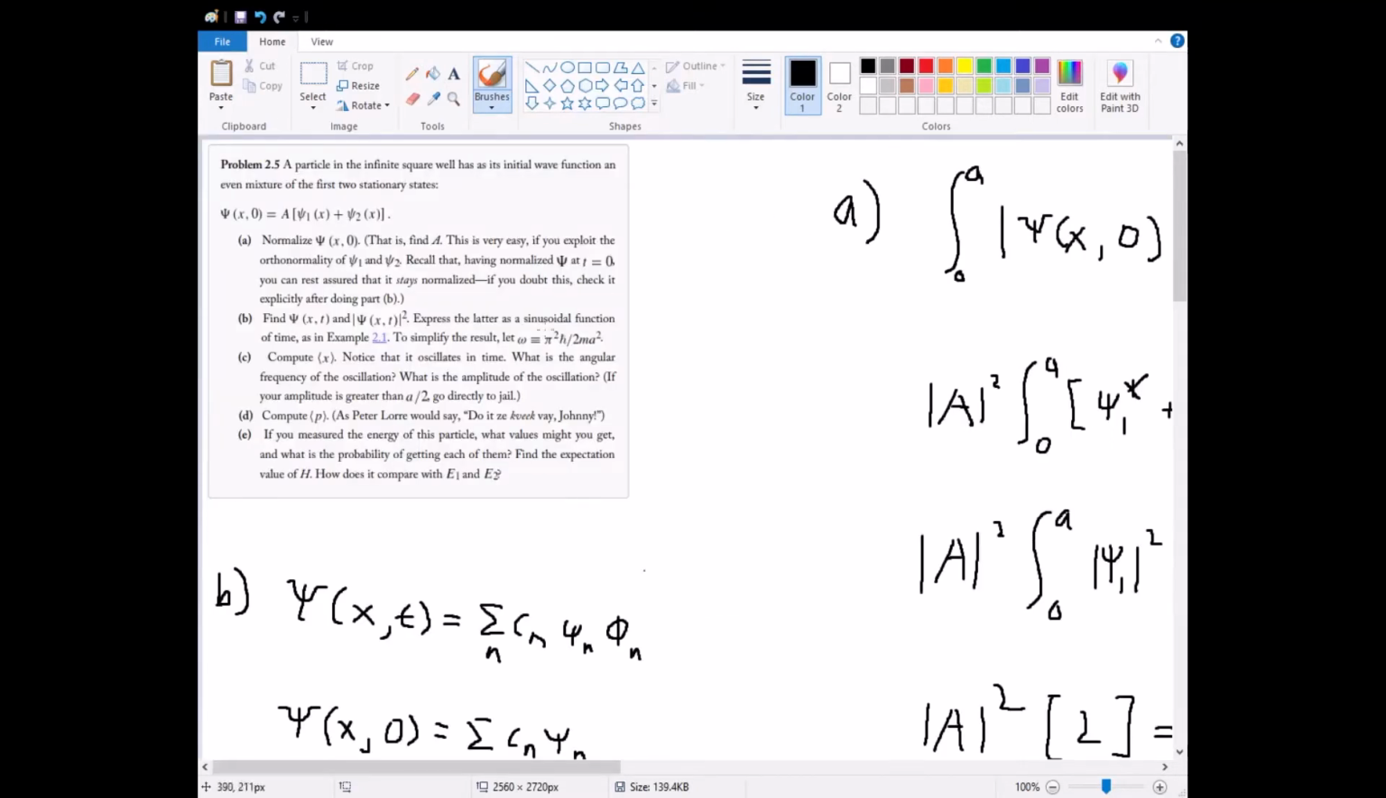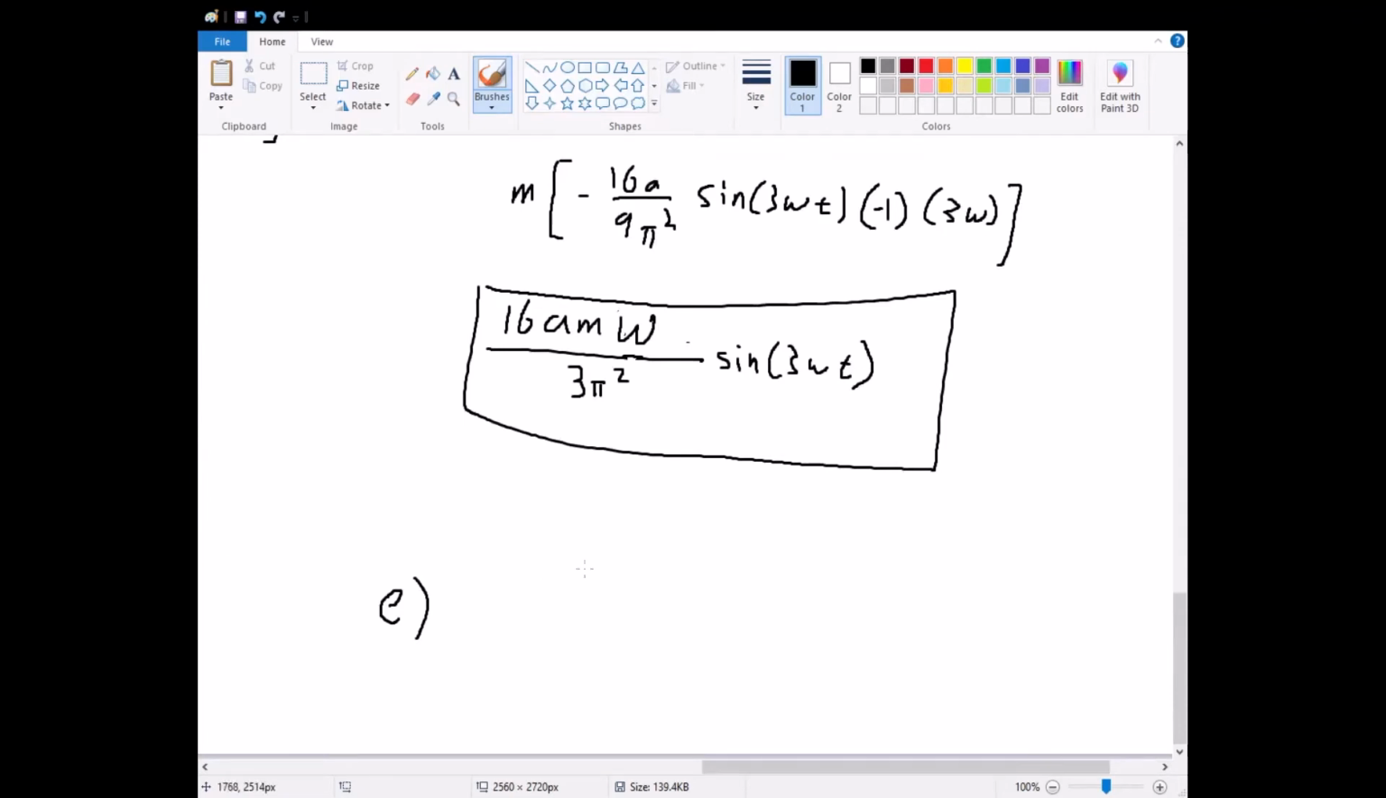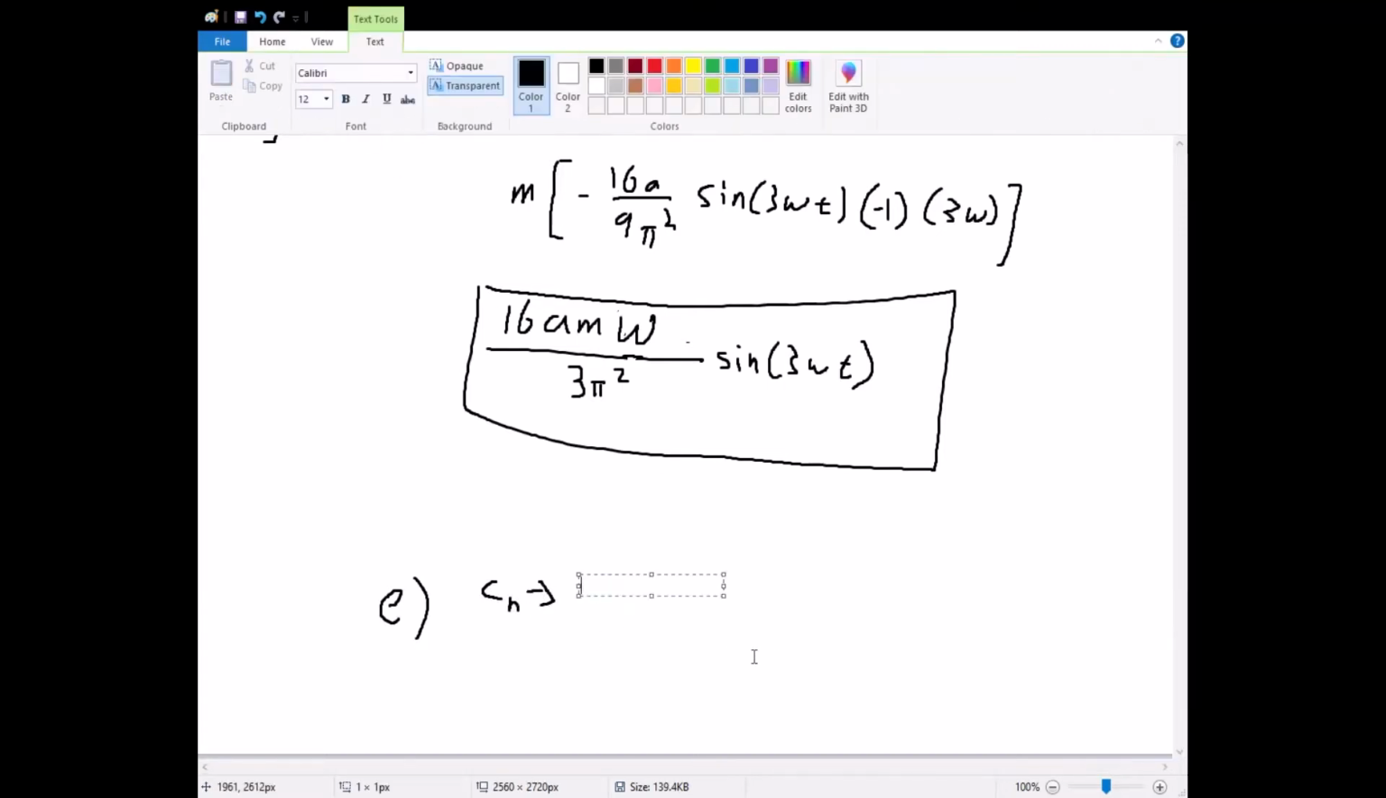The final part of this problem is to find the expectation value of the energy. So let's do that right away. First off, way back in this chapter, one of the things we made a point about was that our coefficients, Cn, are actually equal to the probabilities of measuring. So Cn is actually equal to the probability to measure our general state in, let's say, the nth stationary state.